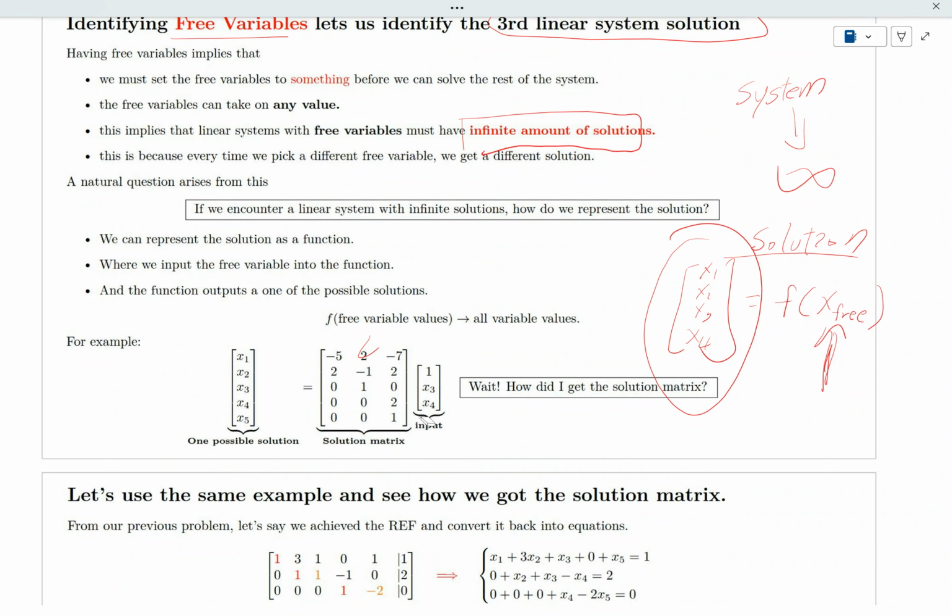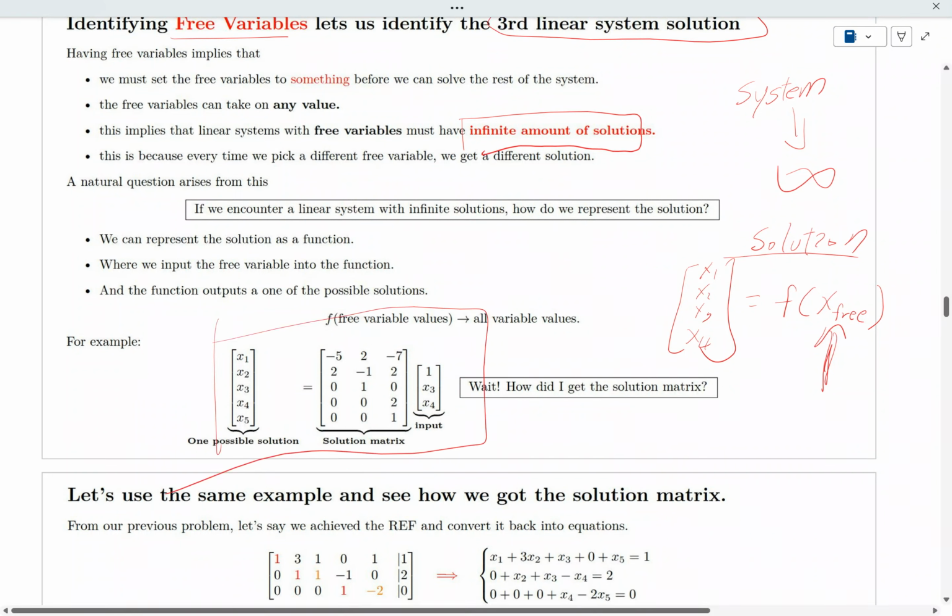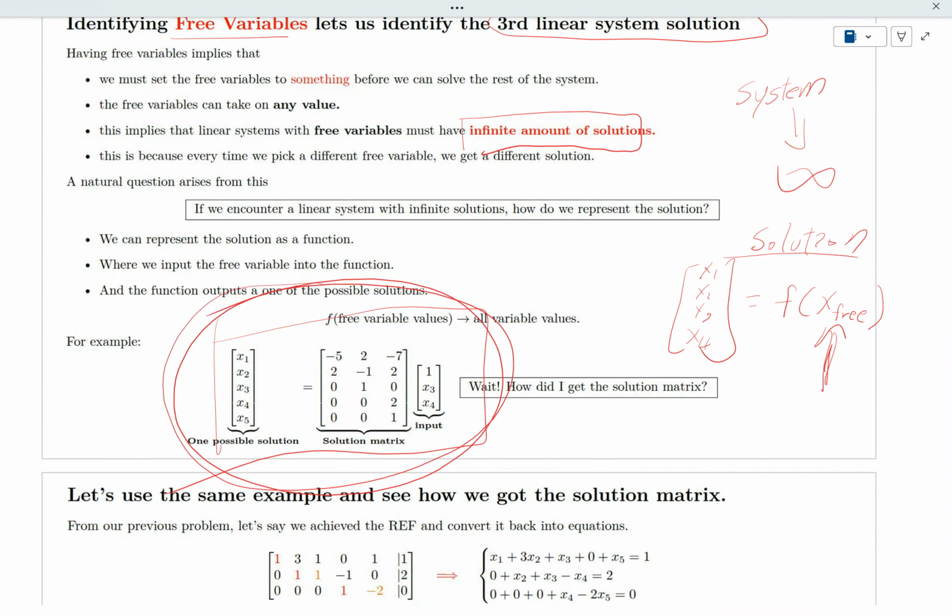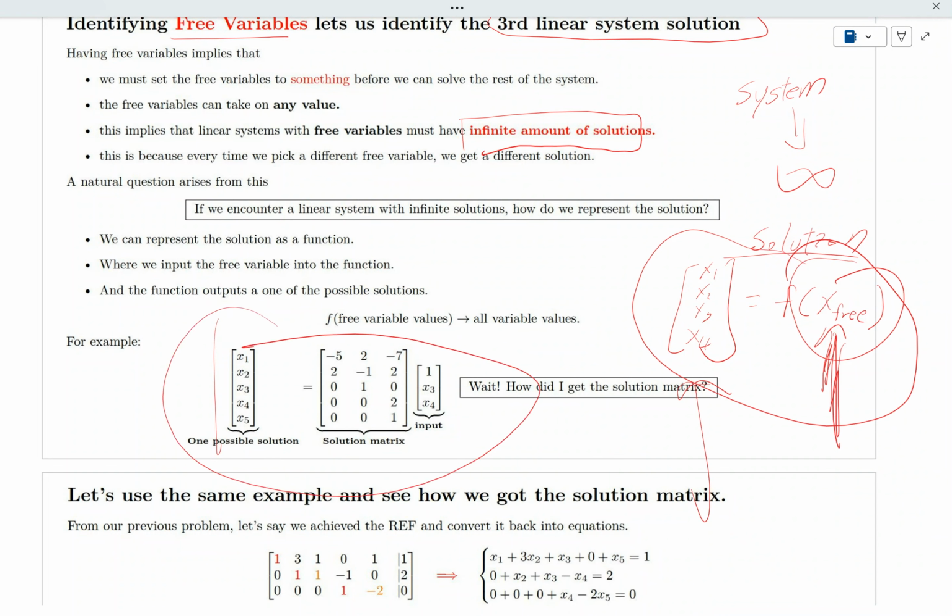So the question is, wait a second, how did you get this function? And this function is the solution. When you have infinite solutions, you create a function where you can pick any free variable, and it gives you one instance of a solution. The solution looks basically like this. Let's look at an example step by step and see how we got to the solution.